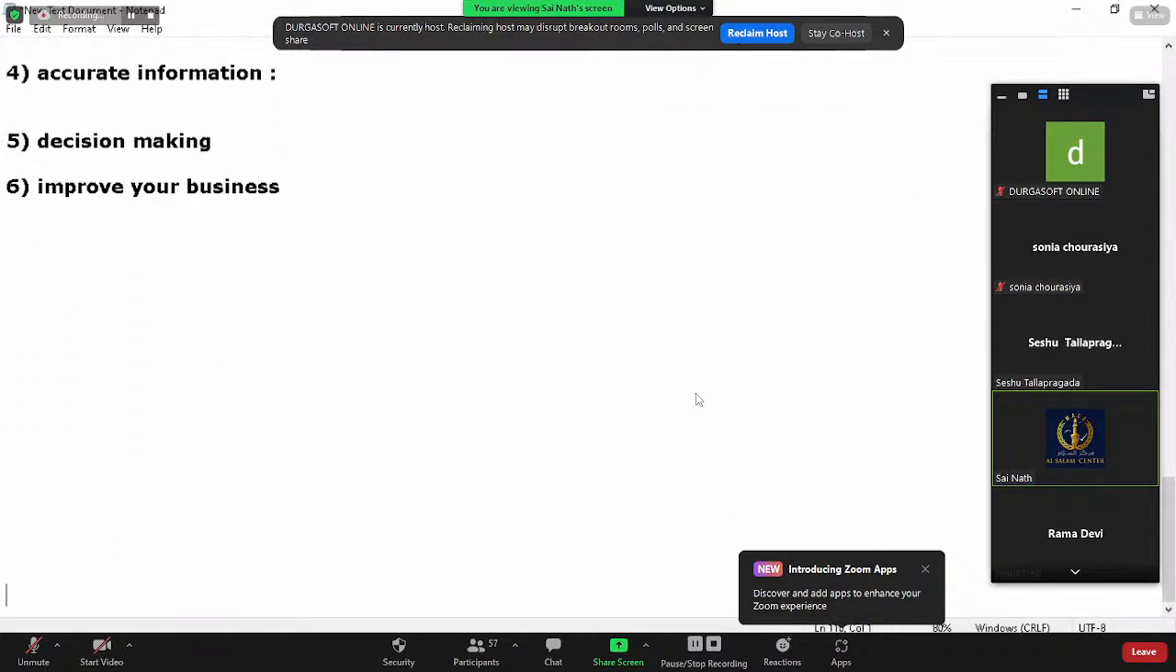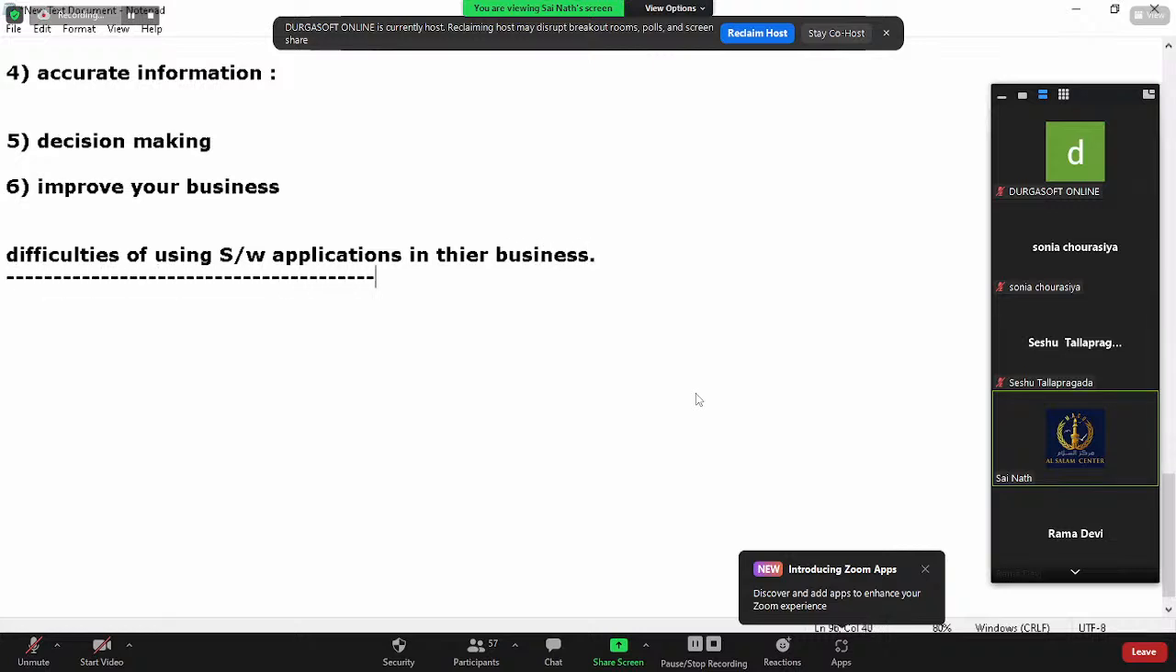Very good. But this is only one side of the coin. And what is the other side of the coin here? Difficulties of using software applications in the business. Question for all of you. As of now, we discussed only advantages. Now I'm going to discuss the difficulties of using software applications. What are the difficulties? Listen carefully and try to understand.